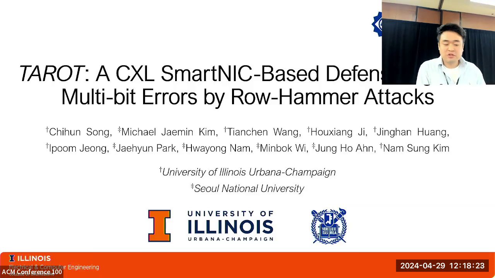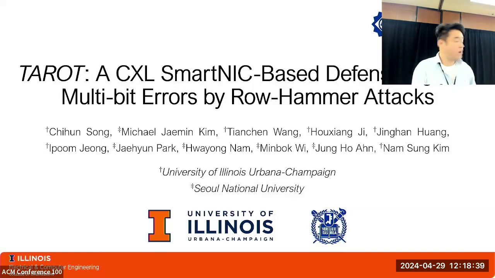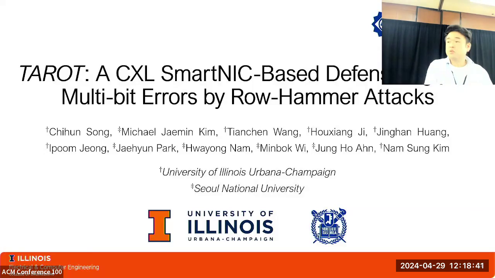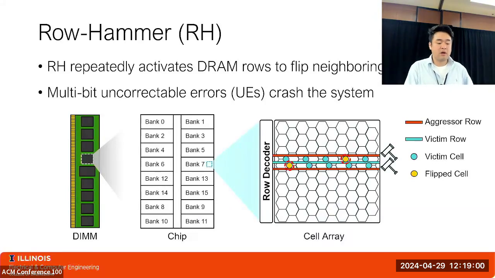Hello, everyone. My name is Chihun from the University of Illinois at Urbana-Champaign. I represent our recent work titled a CXL SmartNIC-based defense against the multi-bit errors by Rowhammer attacks. This is a collaboration between Qureshi and Seoul National University. Rowhammer is a well-known significant security risk in modern DRAM-based memory systems. By repeatedly accessing the DRAM rows, Rowhammer can flip the neighbor bits, and it can crash the system with multi-bit uncorrectable errors.